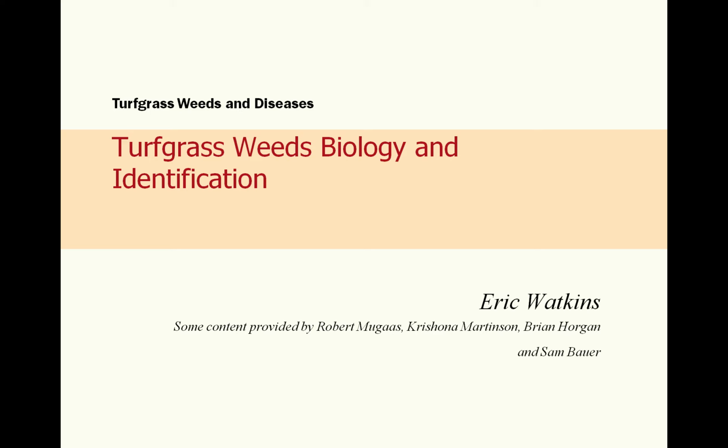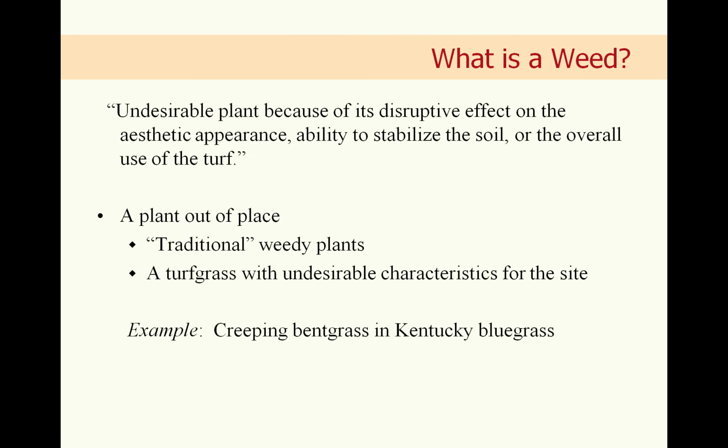Before learning about specific weed species and control of those species, we're going to review some basic biology and identification. So a textbook definition of a weed might be something like this: an undesirable plant because of its disruptive effect on the aesthetic appearance, ability to stabilize the soil, or the overall use of the turf. A more simple and useful definition would be a plant out of place.